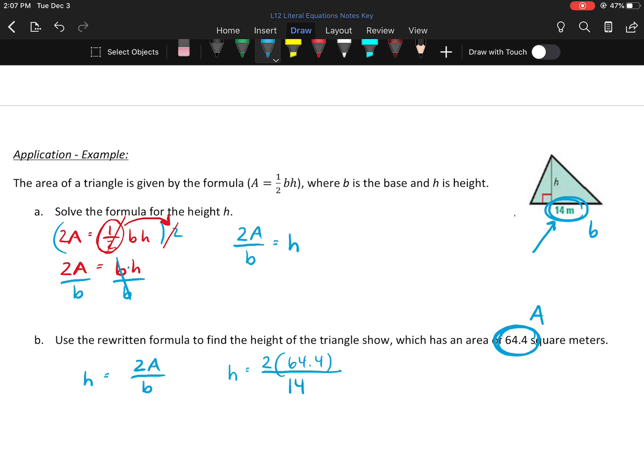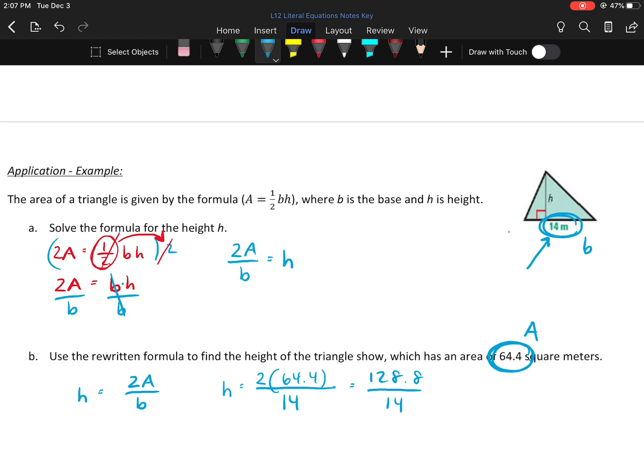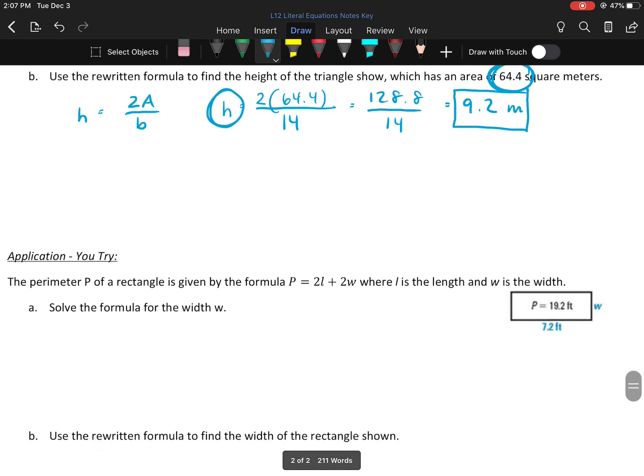And if we put that in our calculator, 2 times 64.4 is 128.8 divided by 14 gives me 9.2. And again, that was for h, so h, my height, should be 9.2 meters, and that should answer the question. Okay, so a little bit of application right there.